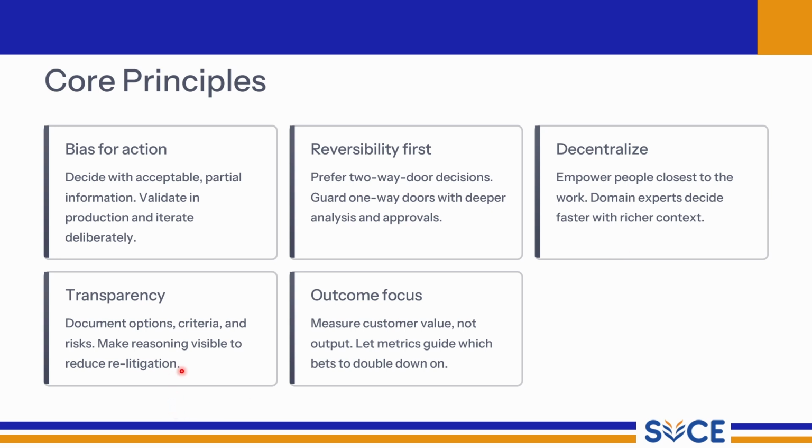And the next principle, transparency. Document options, criteria and risks. Making the reasoning visible reduces re-litigation. It prevents repeated debates and keeps everyone aligned. So, clarity through visibility.